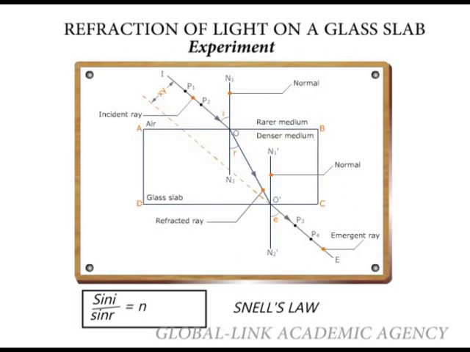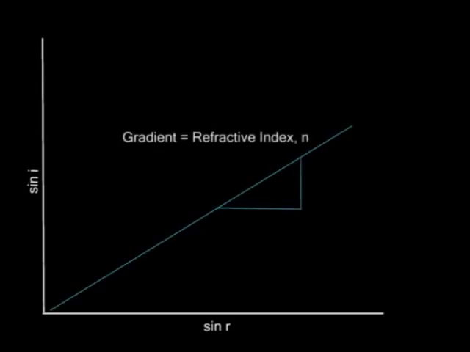Now you can try this with various angles of incidence and measure the corresponding angles of refraction. If you do that and then plot a graph of sine I against sine R, you will obtain a linear graph through the origin. The gradient of this graph is the refractive index for that material.